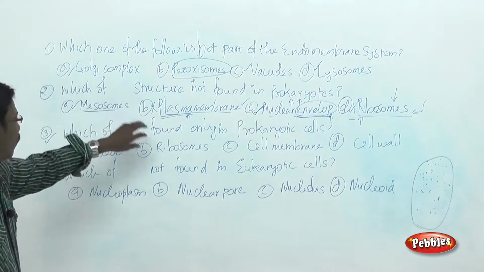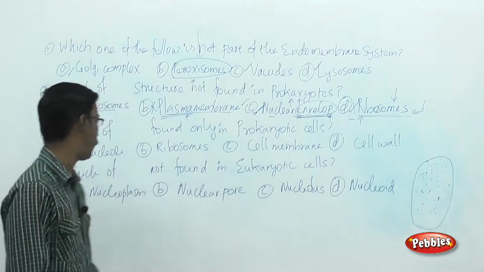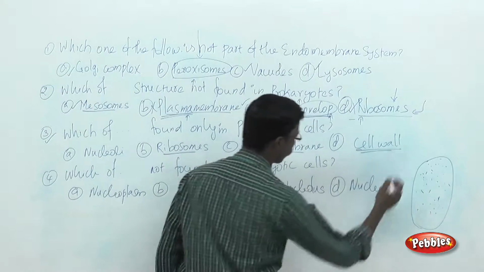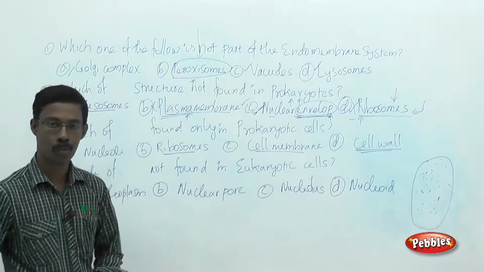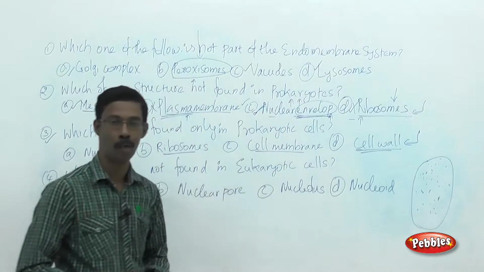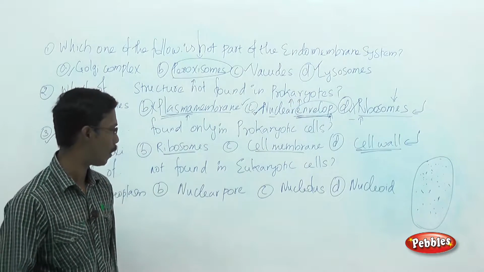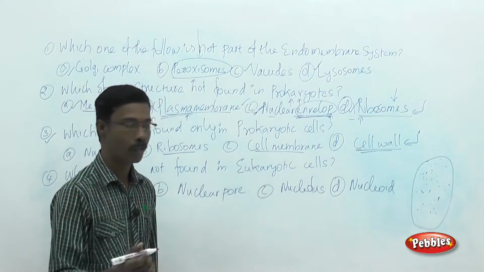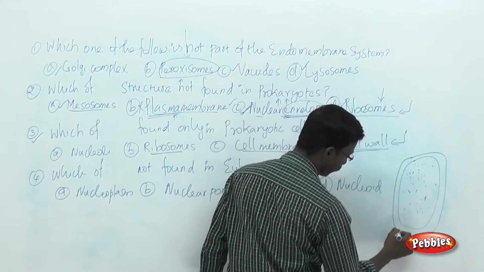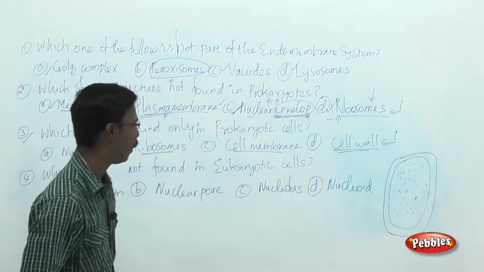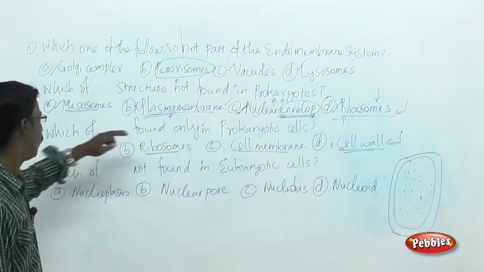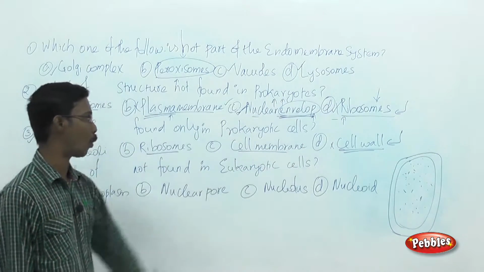Which one of the following structures is found only in prokaryotic cells? And again see the examples. Cell wall. Most of the students get confused with the choice cell wall. They may think the cell wall is present only in the prokaryotic cell, but the answer is wrong because even eukaryotic cells, for example plant cells, possess the structure cell wall. Fungi cells also possess the structure cell wall. So the point you have to remember over here: the cell wall is not a correct answer for the particular question. Cell wall is present in both prokaryotic and eukaryotic cells.